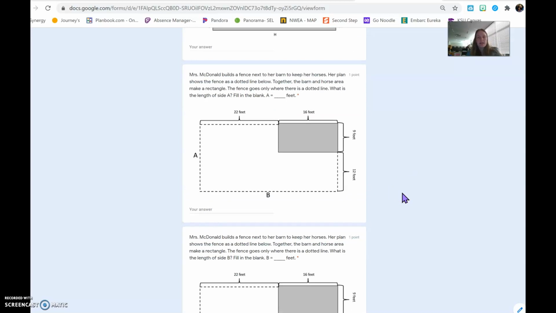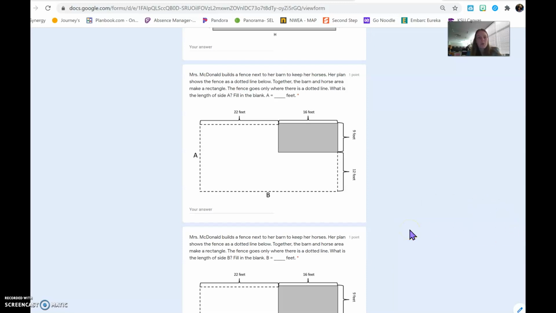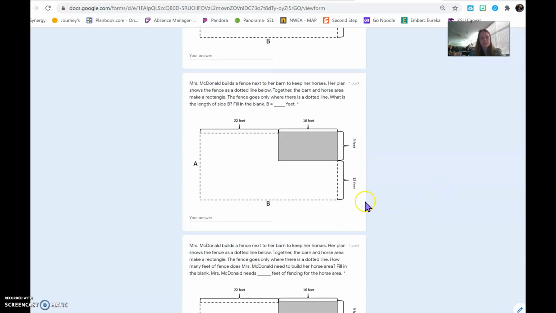Mrs. McDonald builds a fence next to her barn to keep her horses in. Her plan shows the fence as a dotted line below. Together, the barn and horse area make a rectangle. The fence goes only where there is a dotted line. What is the length of side A? Fill in the blank. A equals blank feet. So you're telling me what A is. Then you need to find what the length of side B is.